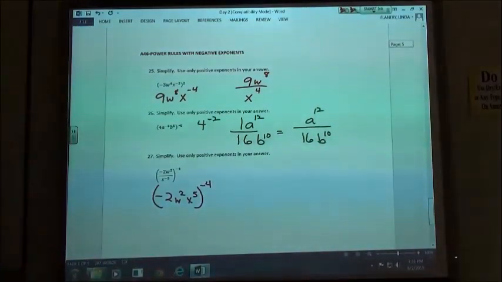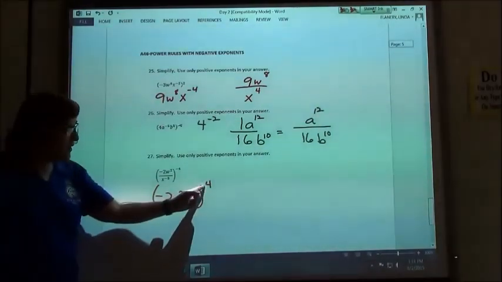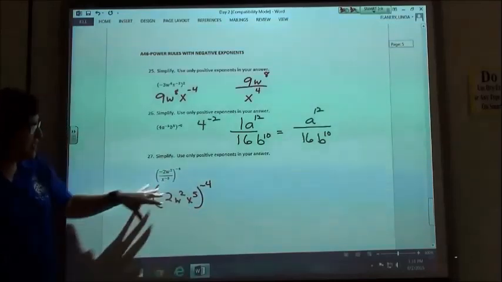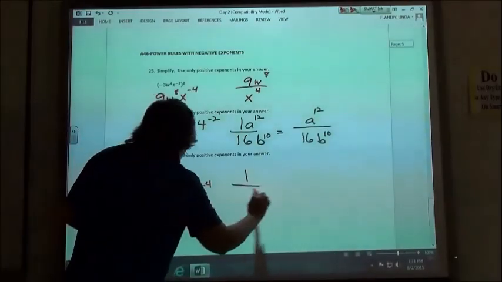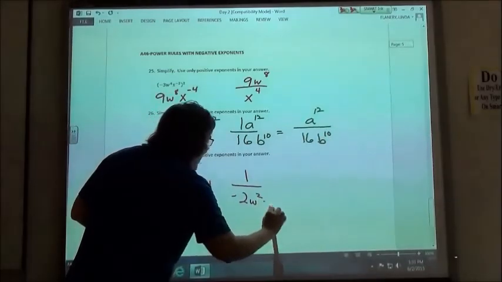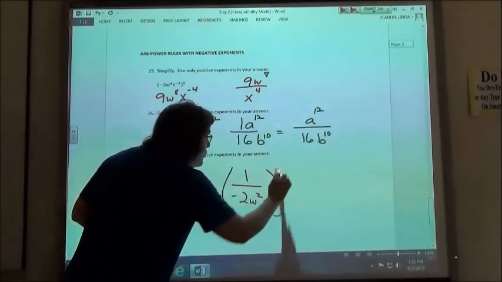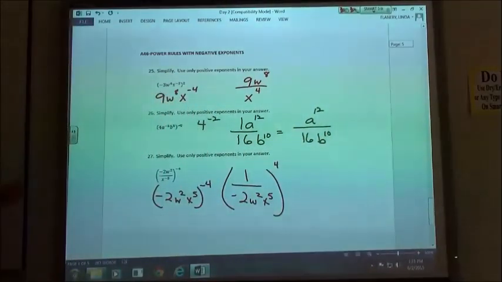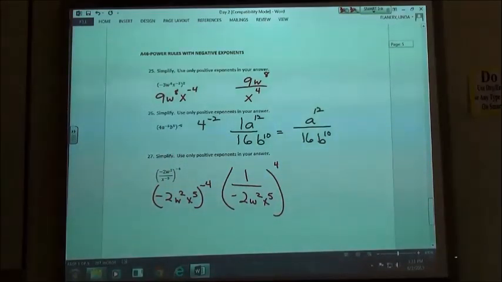That makes it a little less confusing because I don't have a fraction anymore. On this one, you may still end up with a fraction. If I were going to get rid of that negative on the outside, I'd then do the reciprocal. 1 over negative 2w squared x to the 5th to the positive 4th power. So I've gotten rid of all the negative exponents, and so then I don't have to figure out while I'm working, is it going to end up on the top or the bottom?